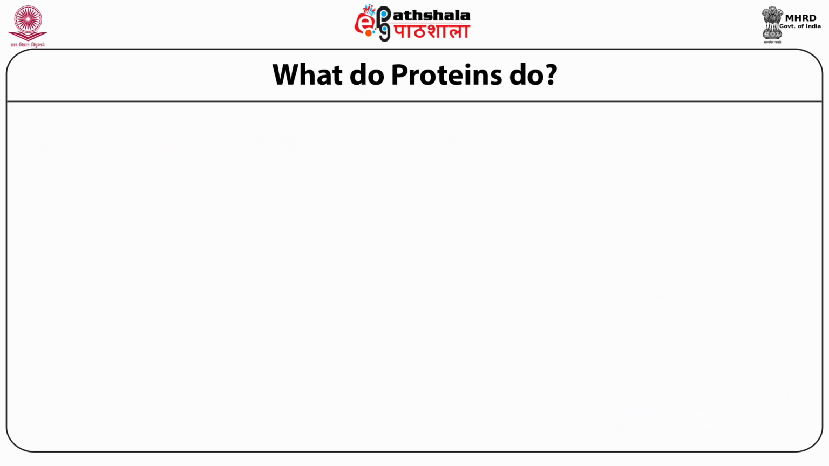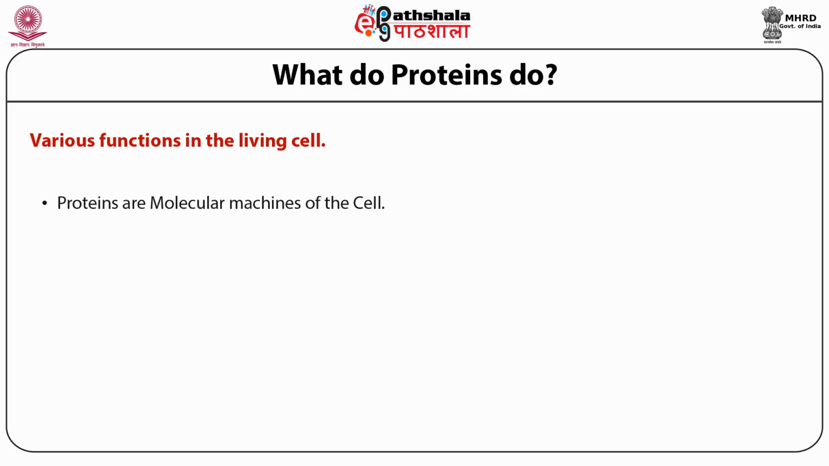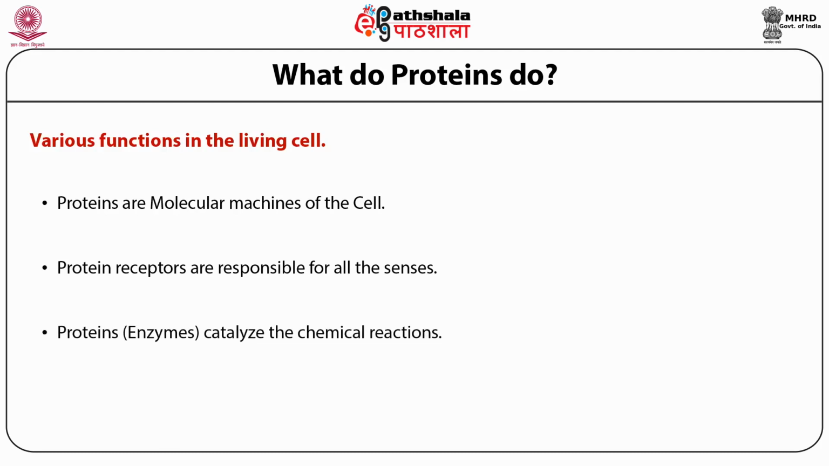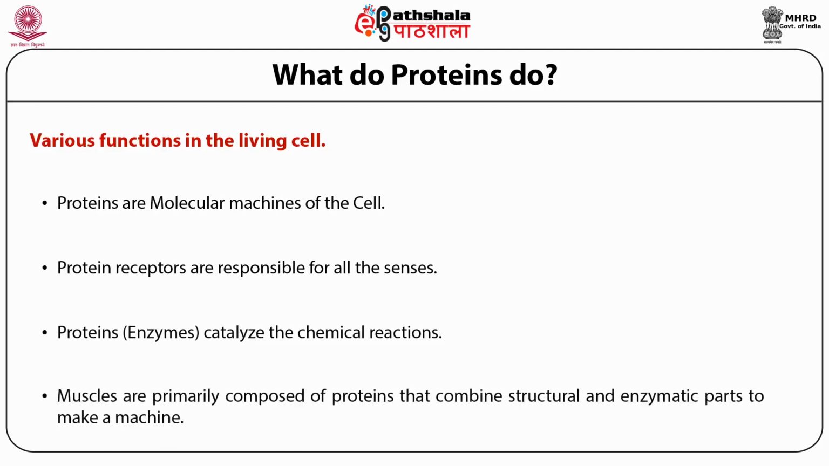What do proteins do? They perform various functions in living cells. Proteins are the molecular machines of the cell. It is a small machine which does a lot of things in our body. Protein receptors are responsible for all the senses, and proteins catalyze chemical reactions. Muscles are primarily composed of proteins that combine structural and enzymatic parts to make a machine.